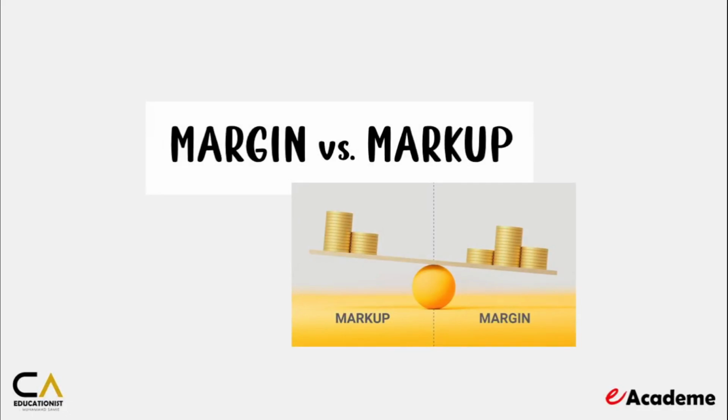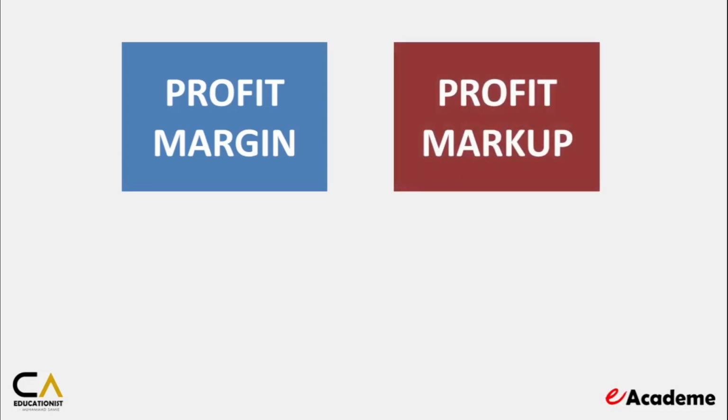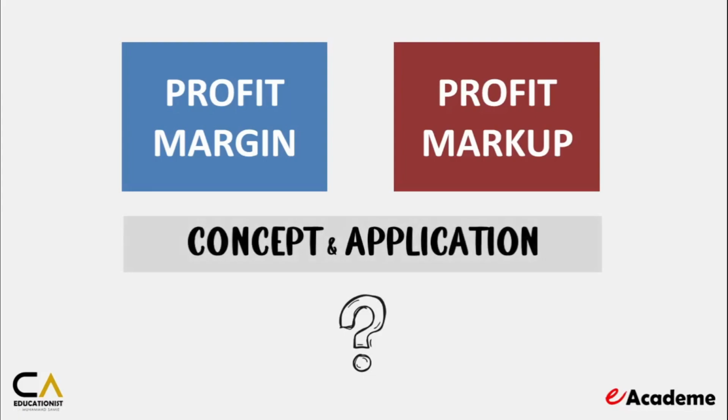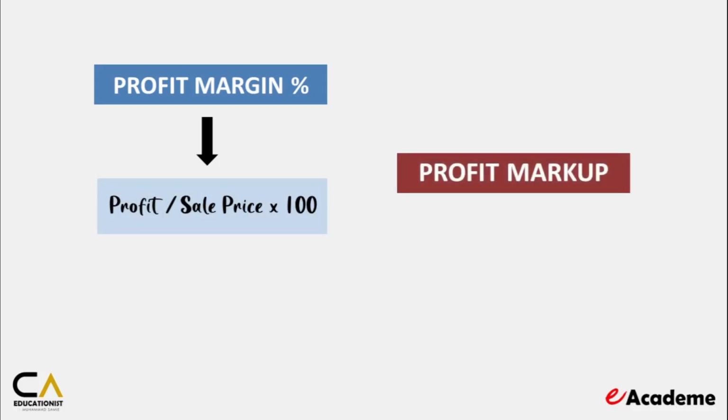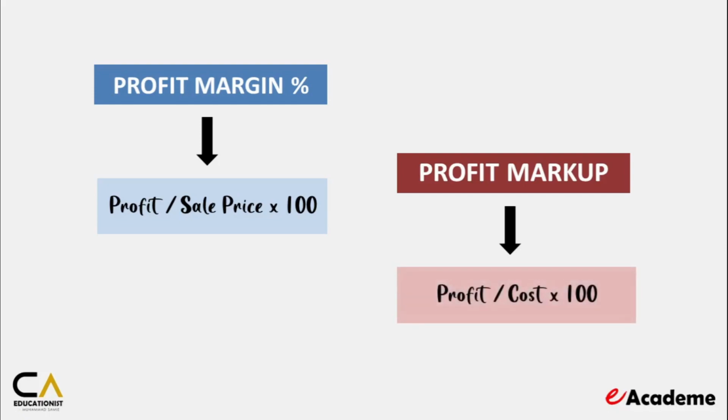Two of the most commonly used terms in the subjects of accounting and finance are profit margin and profit markup. These terminologies often get confusing in terms of their basic concepts and applications. Profit margin, or simply margin, is the profit that is expressed as percentage of sale price. On the other hand, profit markup, or simply markup, is the profit that is expressed as percentage of cost.